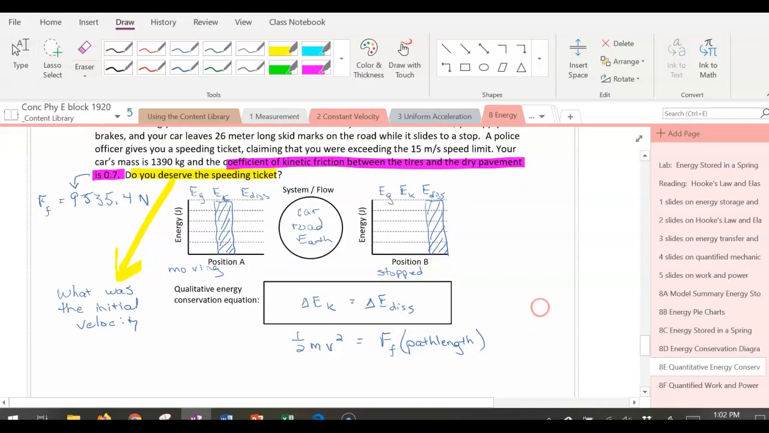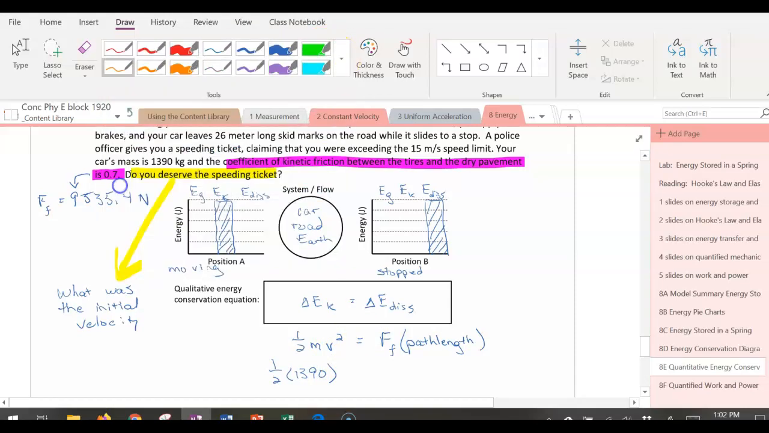Okay, so the mass of the car is 1390 kilograms. I'm going to solve for this initial velocity. I know he thinks we were going 15 meters per second, but I'm going to check that. Right? I'm going to solve for this initial velocity at position A because I want to know whether or not I deserve the speeding ticket. But the force of friction is 9535.4 newtons. The path length is the length of those skid marks. We were skidding for 26 meters.